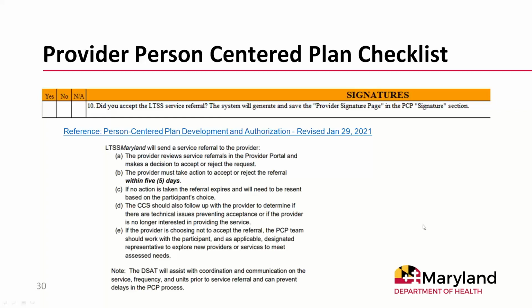As you know, providers have 5 days to accept that service referral, and to ensure timely and efficient processing, we want to prevent going back and forth with either that time frame expiring or rejecting those services. So we encourage that communication and coordination with the coordinator of community services. The service referral acceptance will then generate the provider signature page in the PCP signature section. Next slide, please.